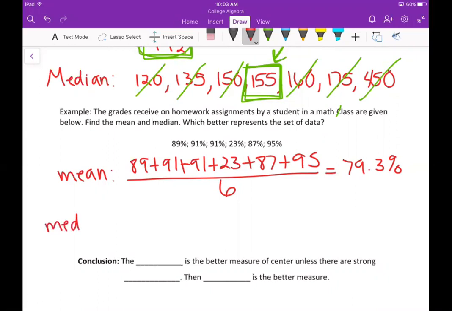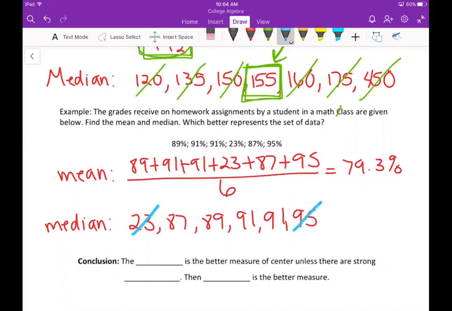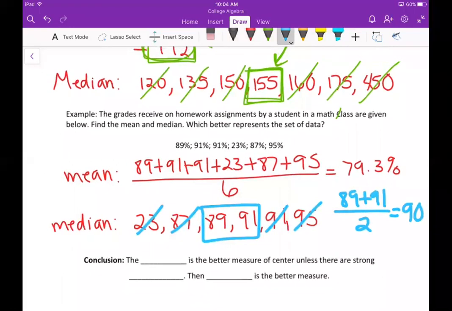When you found the median, did you remember to line up the numbers in order? I'm going to again go from lowest to highest. So if you did that, it should be 23, 87, 89, 91, 91, and then 95. This time when you found the middle, you should have had 2 numbers in the middle, and that's where you need to make sure to find the mean of those 2 numbers. So there you would have taken 89 plus 91 divided by 2 to get a median value of 90%.